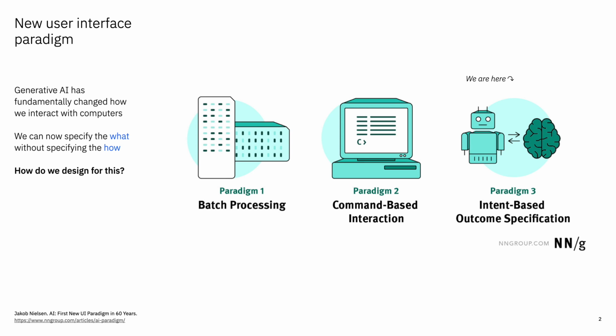This viewpoint was elegantly articulated by Jakob Nielsen in a blog post back in June 2023, where he observed that generative AI has introduced a new paradigm of computing, and he called this intent-based outcome specification. So instead of having users issue a series of commands to a computer, they're now able to specify the kind of output they want and leave the how of how that output is produced to the computer. We've never been able to interact with computers this way. So how can we design user experiences that help people effectively specify what they want the computer to produce for them?